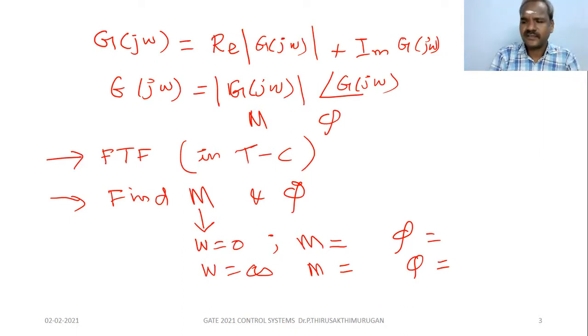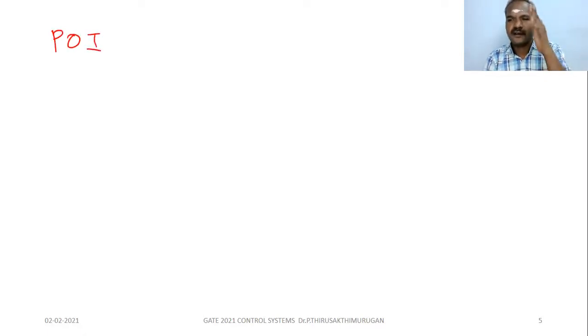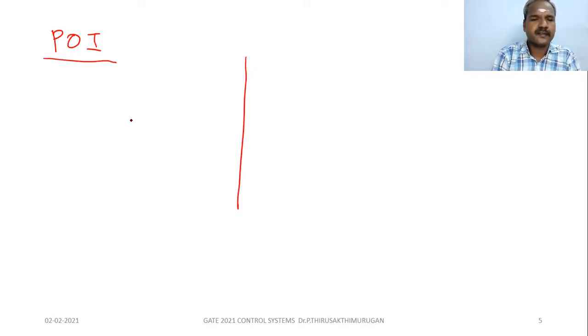Similar to the root locus, there is the point of intersection, POI, of the polar plot with respect to the negative real axis. So this is real, this is imaginary.